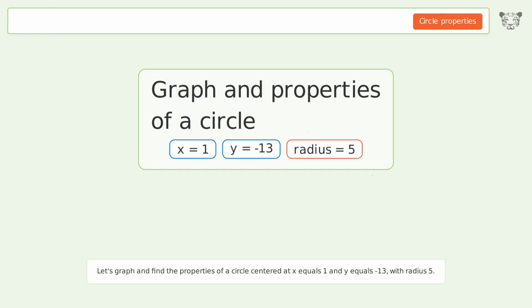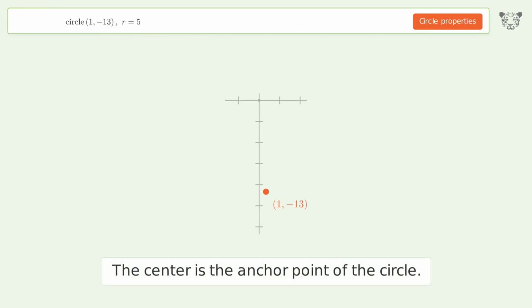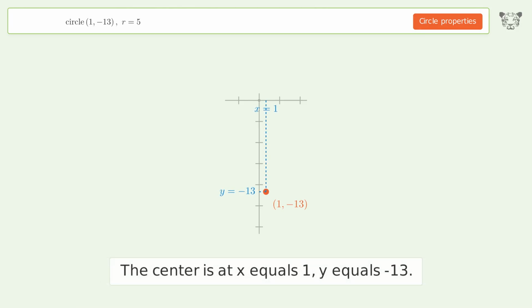Let's graph and find the properties of a circle centered at x equals 1 and y equals -13, with radius 5. The center is the anchor point of the circle. The center is at x equals 1, y equals -13.